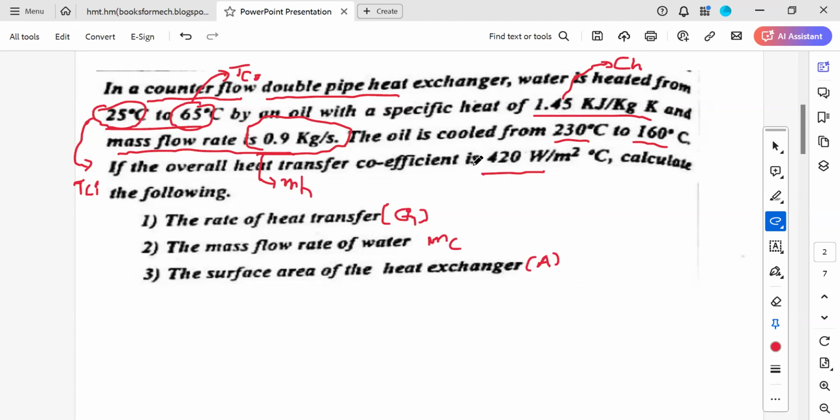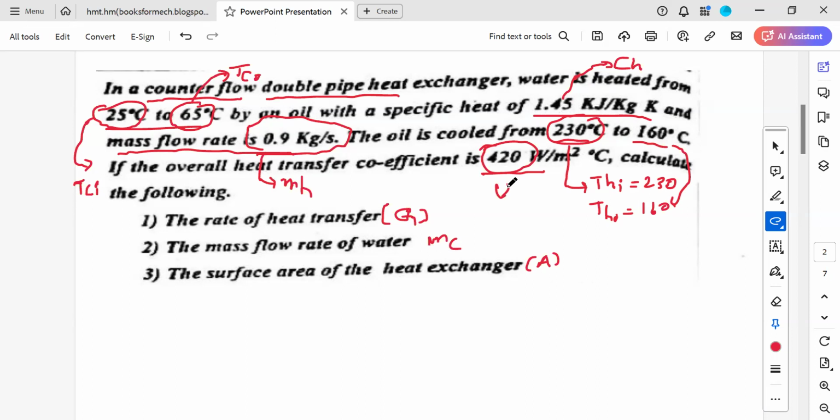Next, the oil is cooled from 230. This is THI, that is 230, and this is called TH naught, equal to 160. And 420 is the overall heat transfer coefficient, that is U. So this is the given data.